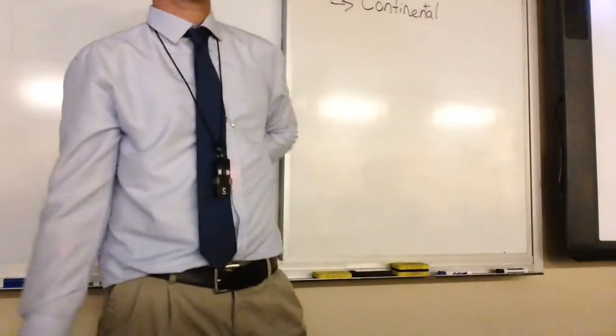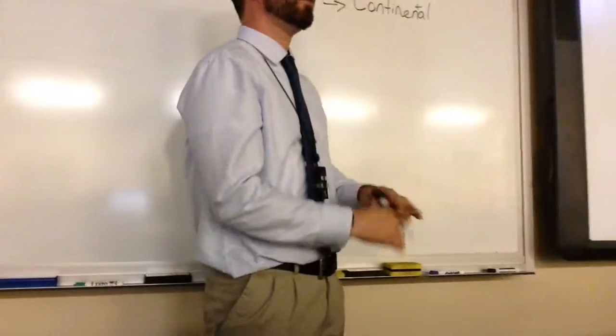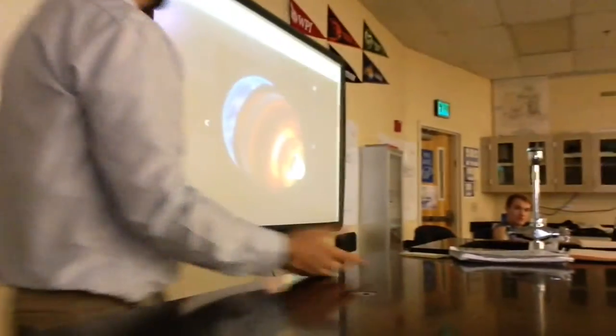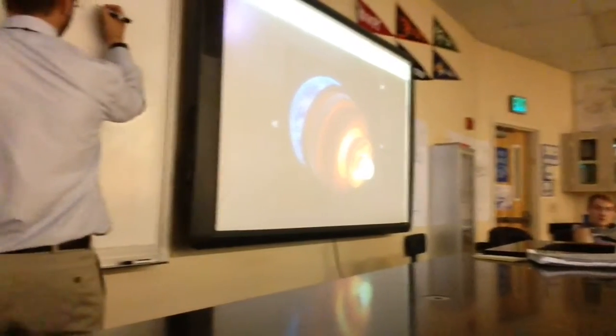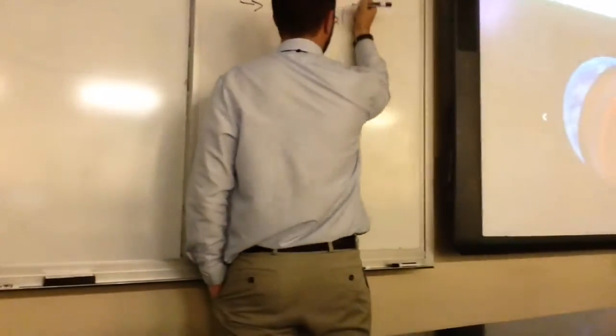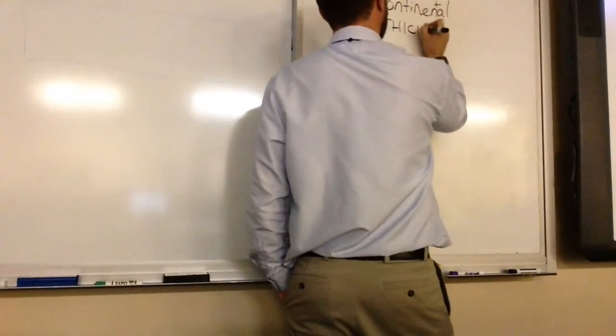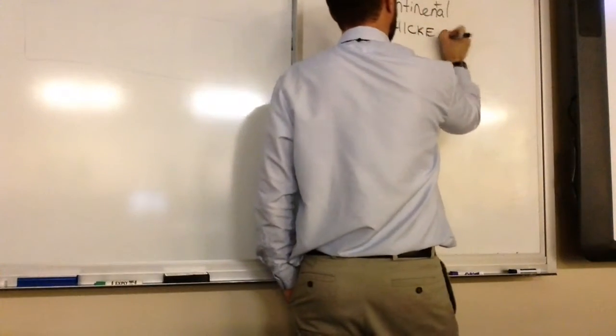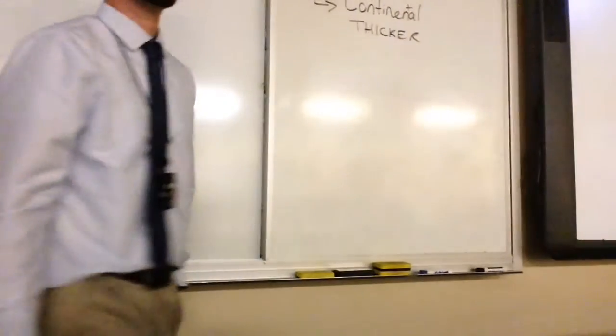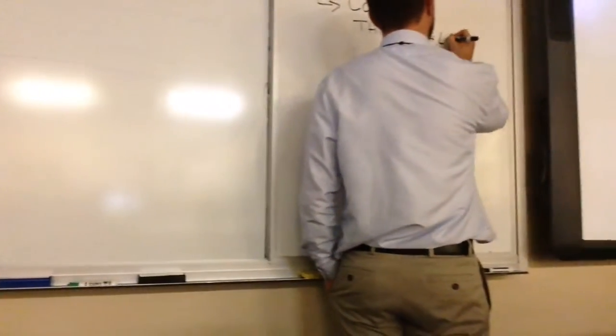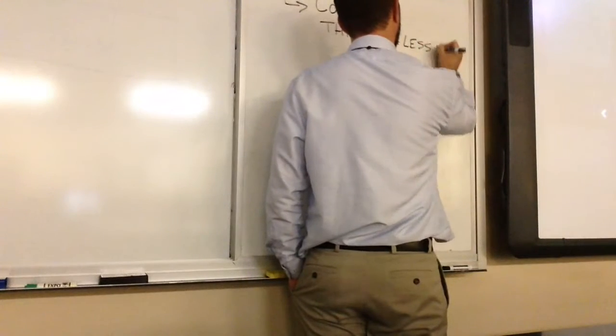So we've got continental crust, and that's the one that we're on right now. That's like crust that forms land, right? That's the stuff that we're on. It is thicker, right? So a couple characteristics of it. This stuff is thicker. And one more characteristic about it, it is less dense.